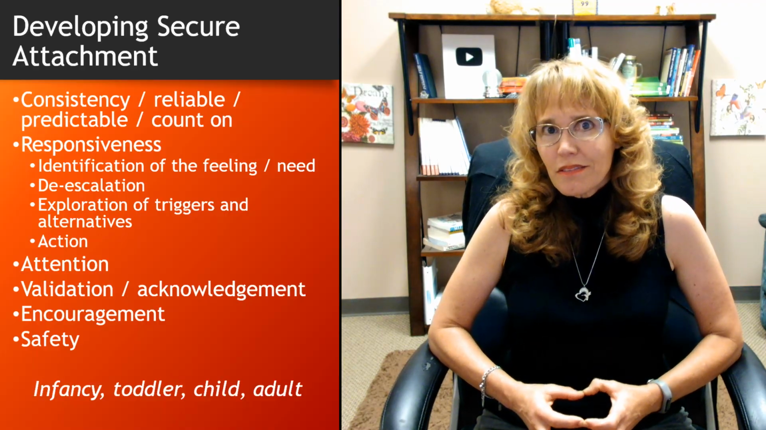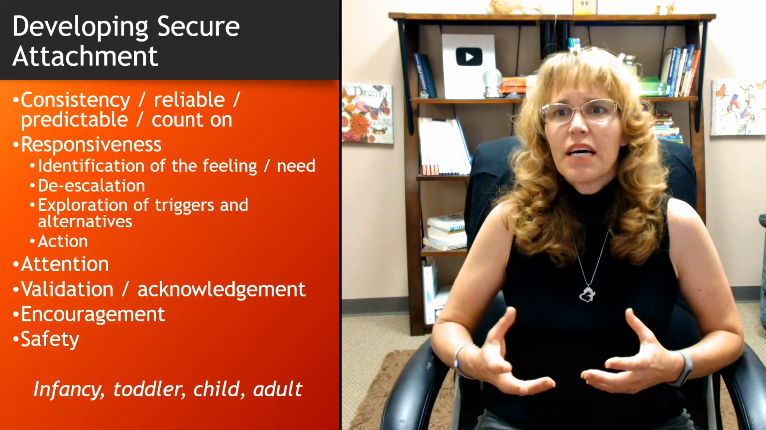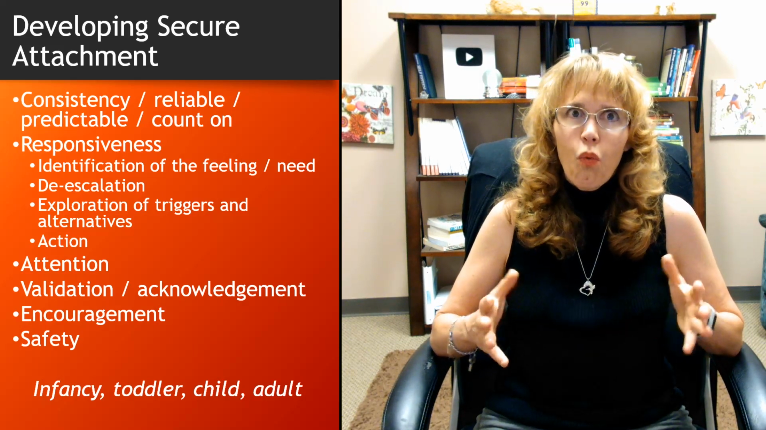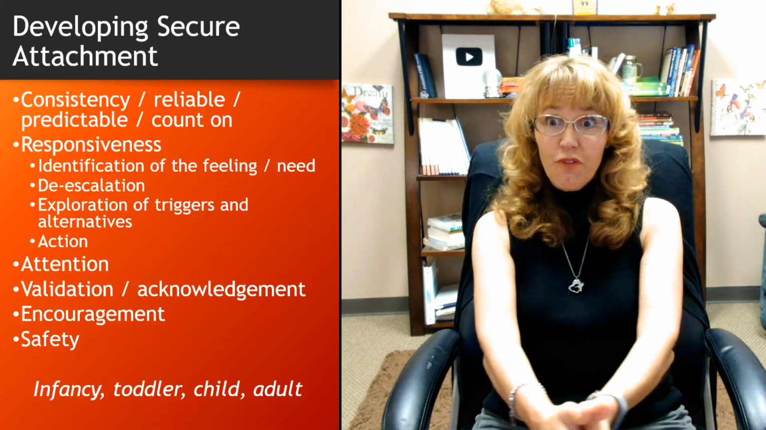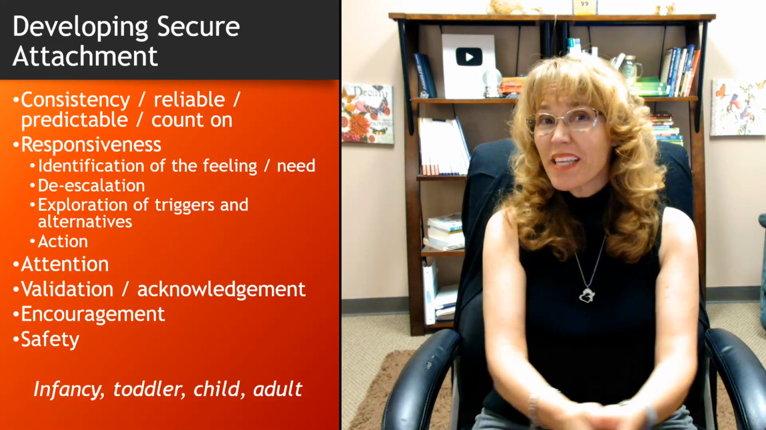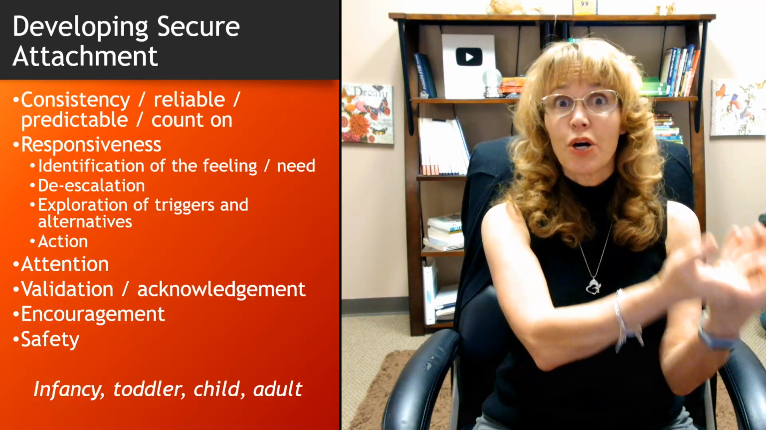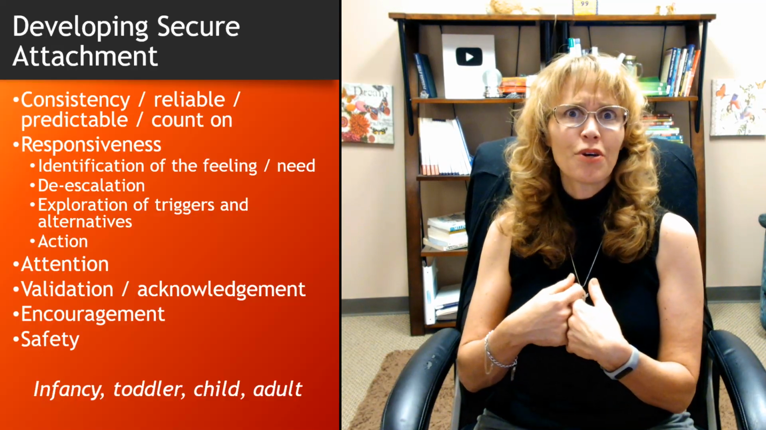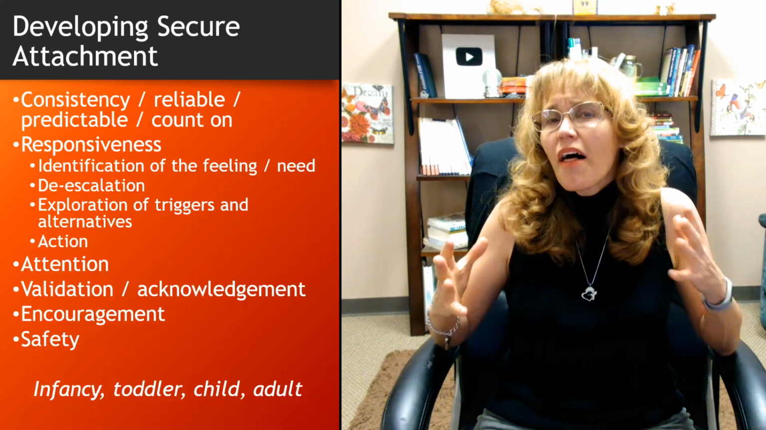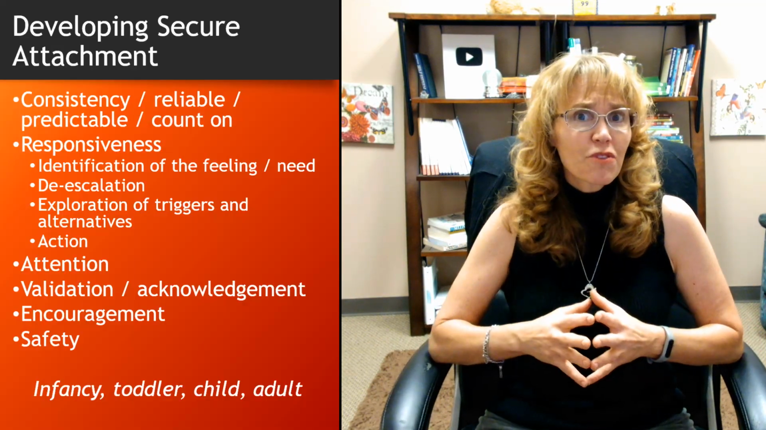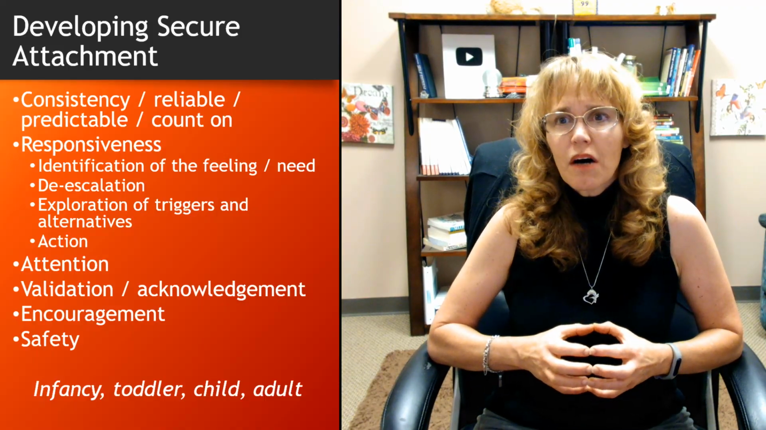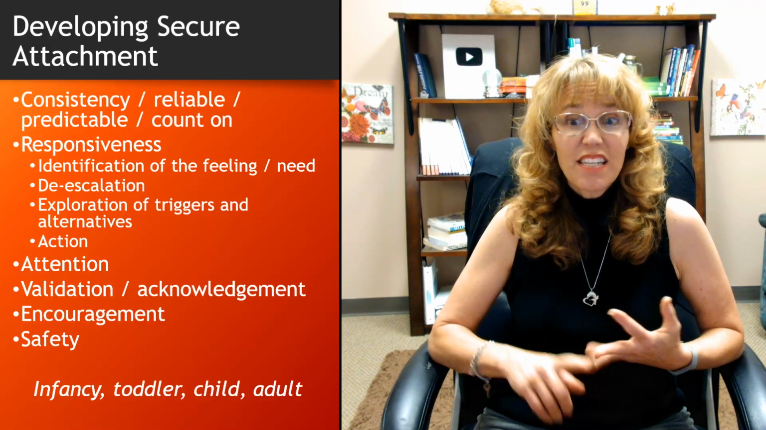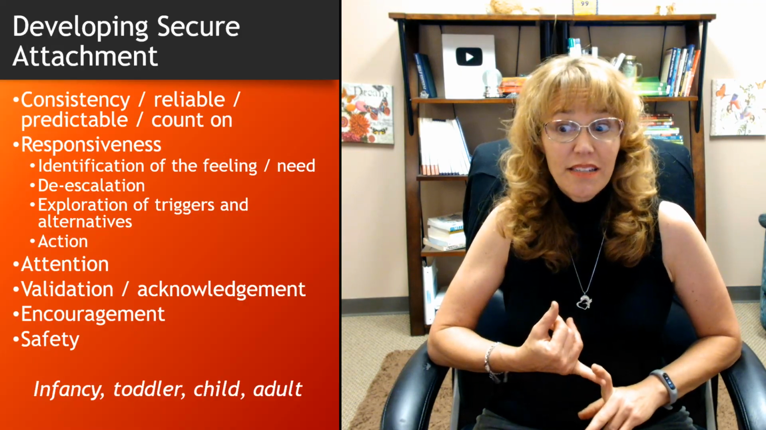In adulthood, we have these same types of relationships. Now, the interesting thing is, in adult attachments, one person may not serve all of these functions. One person may not be there for everything. You may have one person that you go to for relationship advice, and another person you go to for business advice, or you may have different types of relationships with people, but they all are based to some extent on consistency, responsiveness, attention, validation, encouragement, and safety.